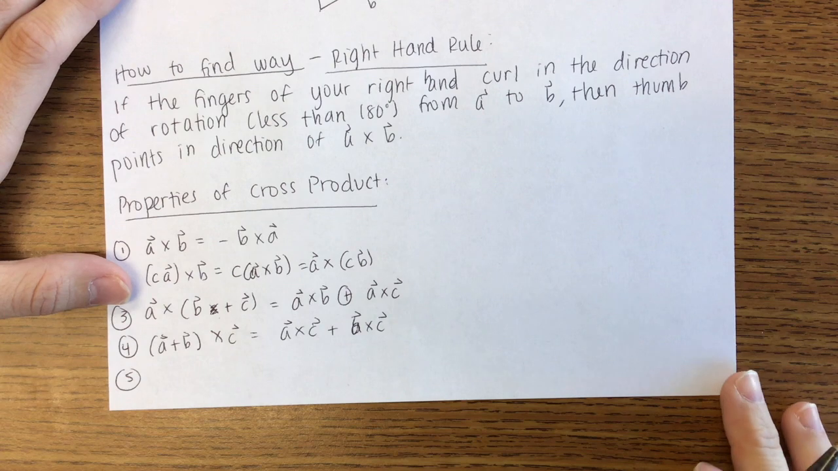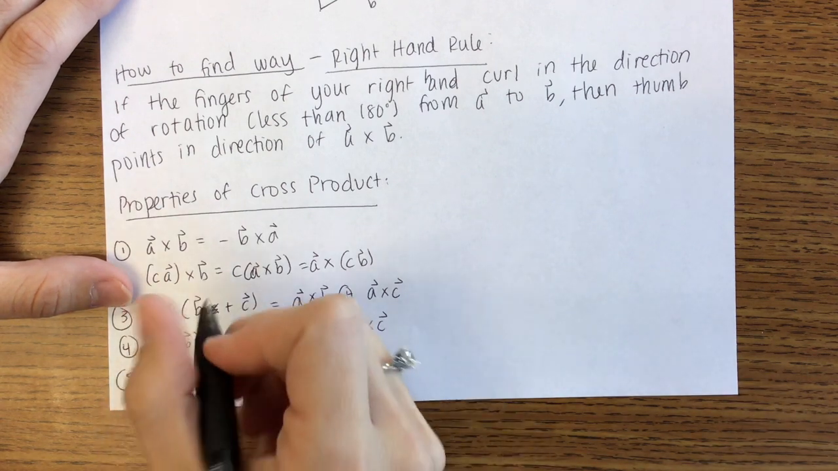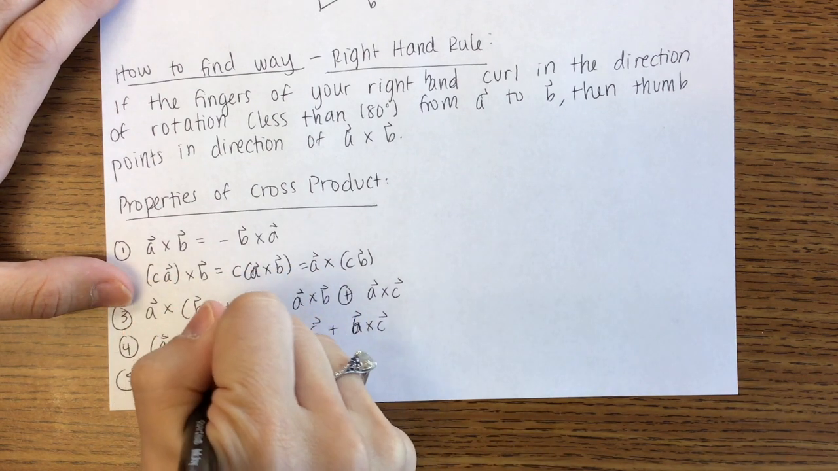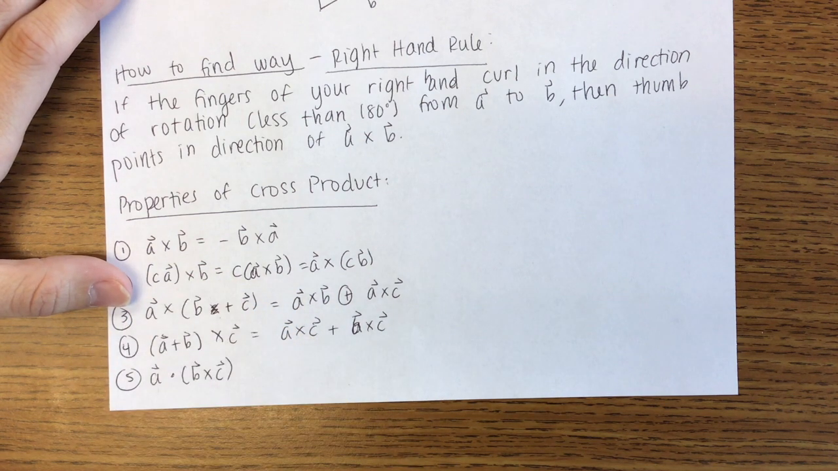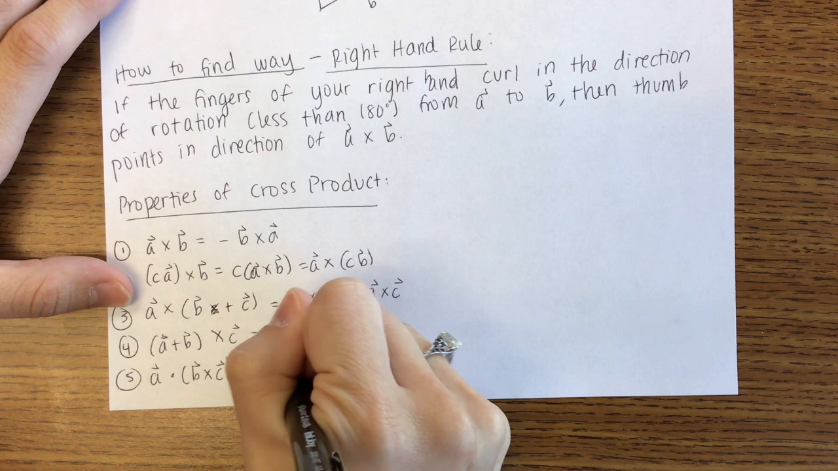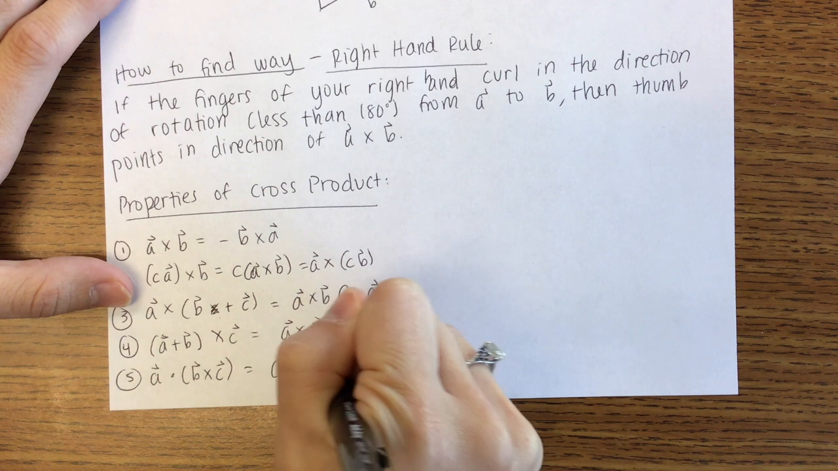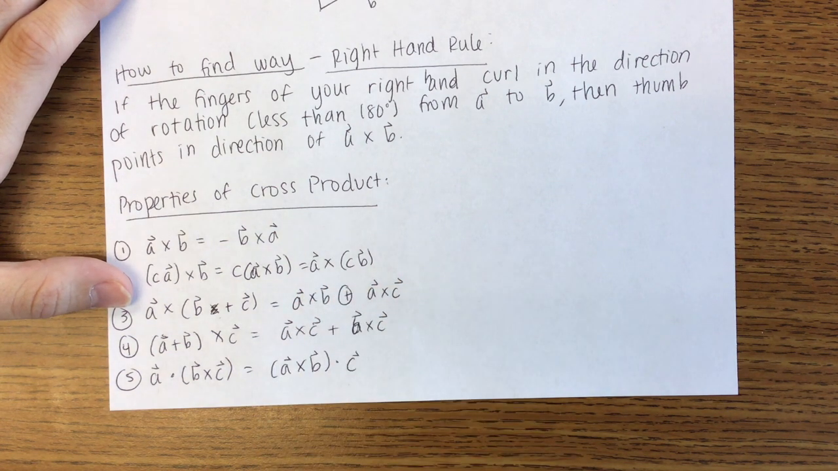I got two more. If I cross b and c and then I dot it with vector a, that's the same as first crossing a and b and then dotting it with vector c.